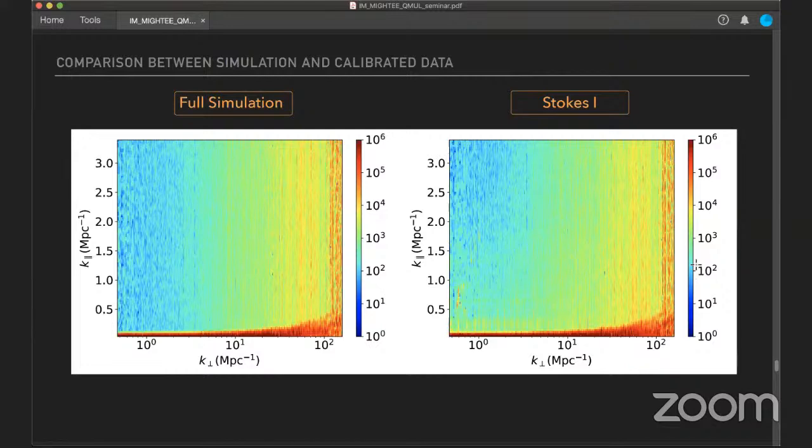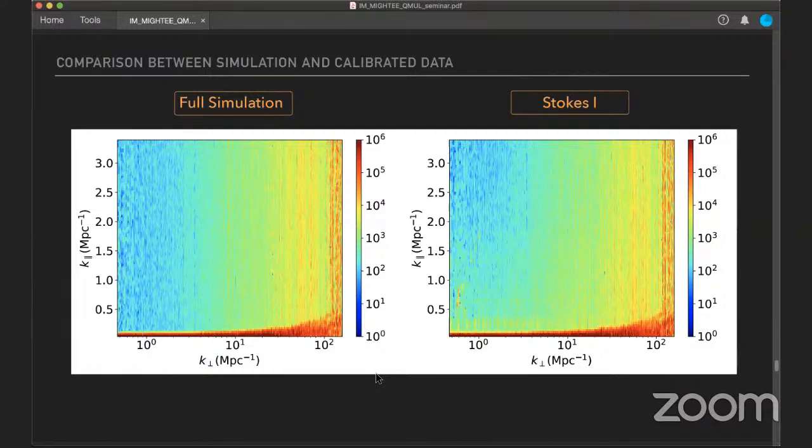This is from the 11.2 hours MIGHTEE field, the COSMOS field. And if we compare these two plots, we actually see a very good agreement between the two. There are a few systematics in the real data that we still need to look at carefully. But in terms of the noise feature and the sensitivity, they are in good agreement. That tells us that we are on the right track, and our simulation pipeline is doing what it is supposed to do.